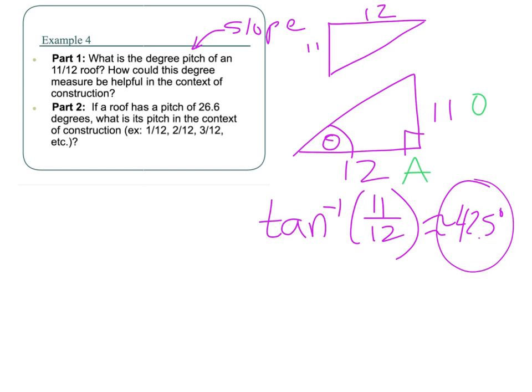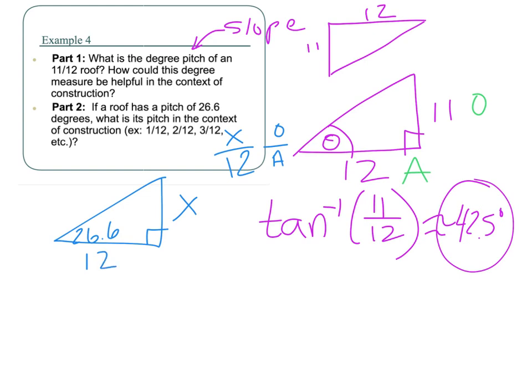All right, so a follow-up question is, if a roof has a pitch of 26.6 degrees, what is the pitch in the context of construction? Well, we're going to basically reverse engineer this. I know the degree is 26.6. Now, I know it's something over 12, so rise over run. So it's something over 12, which is my opposite over my adjacent. So my opposite is my x, my adjacent would be 12. I can solve using trig.